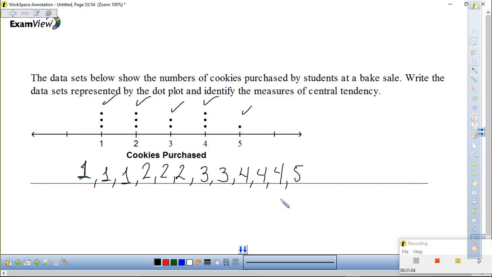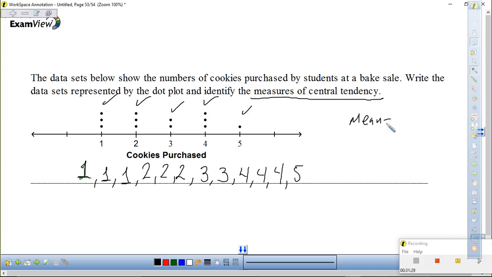All right. Do we have it in order from least to greatest? Okay. How many total numbers do we have? Let's see. 1 2 3 4 5 6 7 8 9 10 11 12. Okay. So, identify the measures of central tendency. Tell your neighbor the measures of central tendency, please.